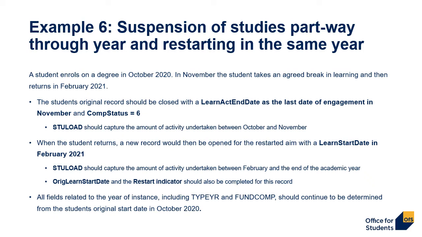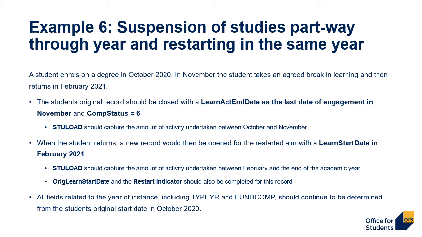If the student suspends partway through a year and restarts in the same year, then the original record should be closed with a Learn Act end date as the last date of engagement, in this example in November, with a comp status of 6. A Stu load should capture the amount of activity undertaken between October and November.